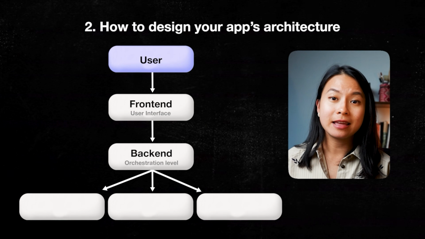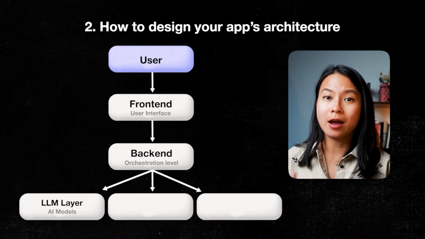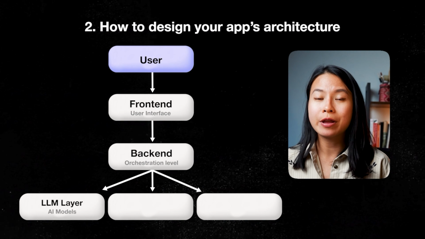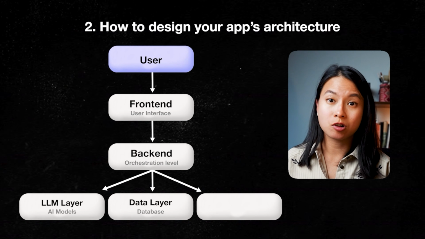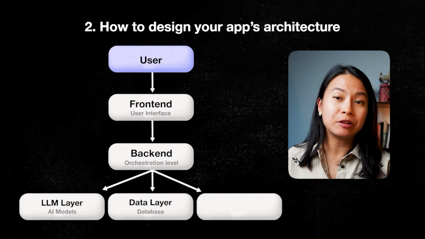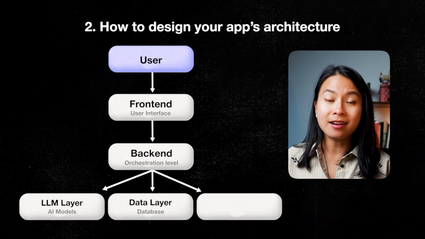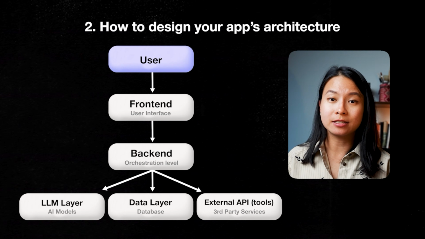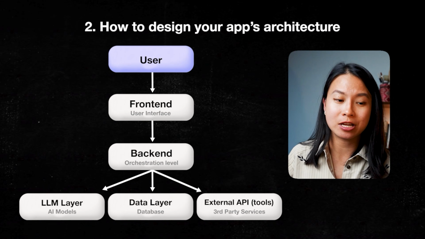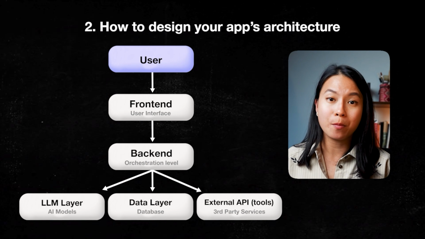And then we have the LLM layer, either via the model API from OpenAI, Claude, or Mistral, or local model hosting. Next, we have database or storage layer, where you store user input, logs, structured data, or embeddings. And finally, we have external APIs or tools. They are other services your app may interact with, such as Gmail, Calendar, or vector databases like Chroma or Pinecone.